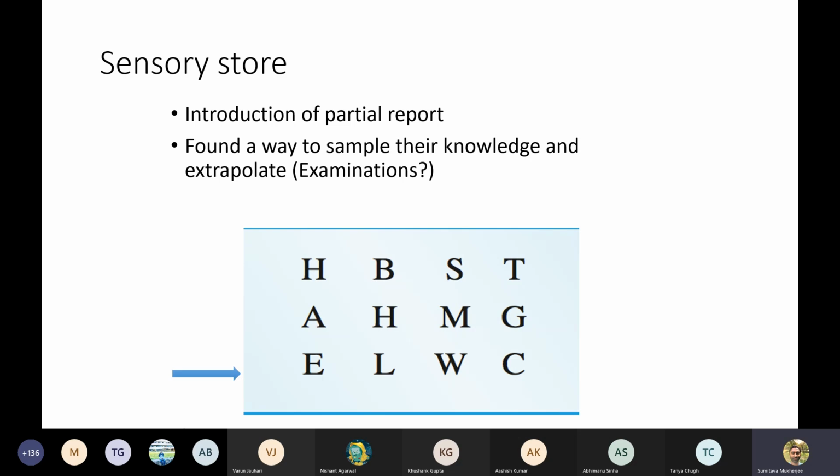Yes, here it seems 4, but remember that this arrow can come at any place. So you technically do not know where the arrow is going to come. Wherever it comes, or wherever is the cue, you are able to pick up the 4 from that cue.